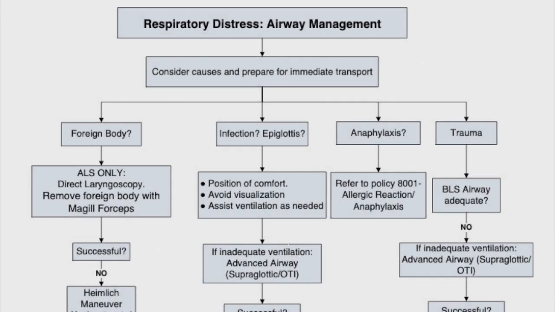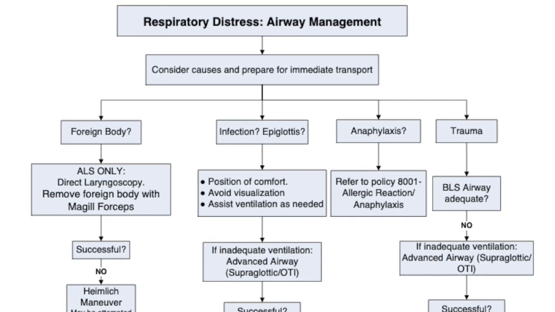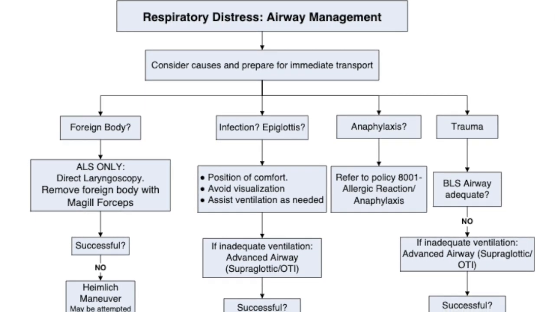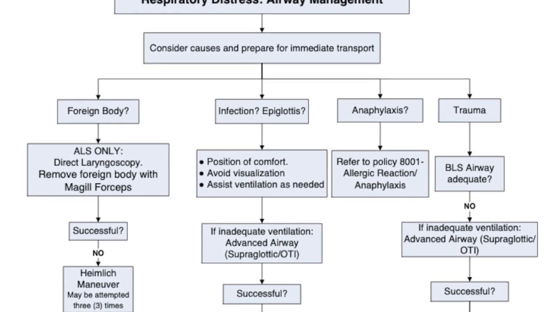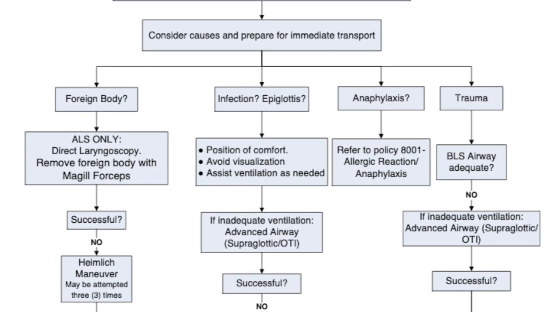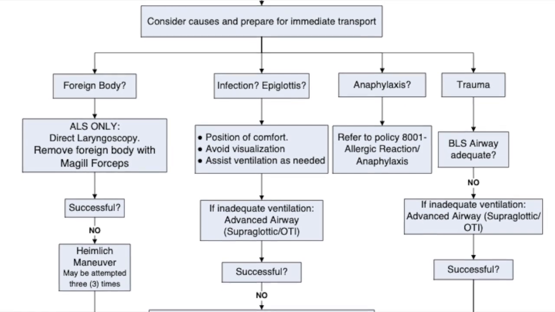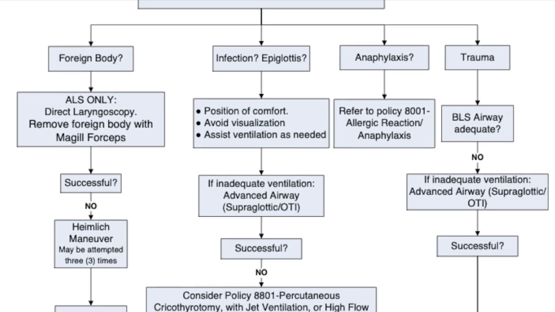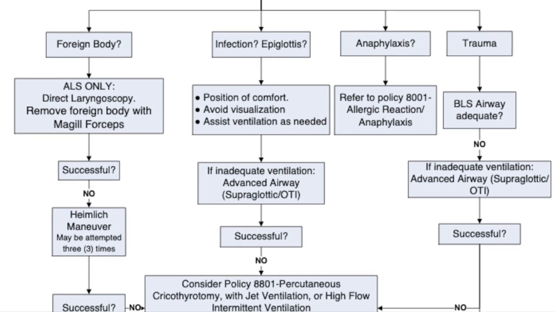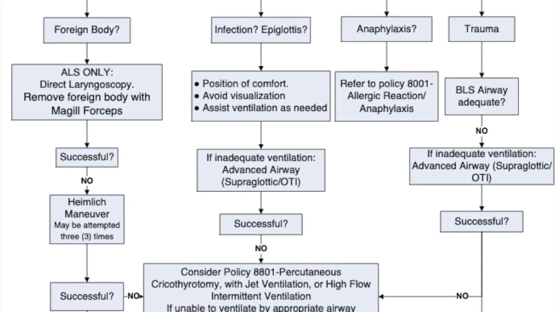The final page of this just has a flow chart for foreign body, epiglottitis, anaphylaxis, and trauma. You can look through this yourself, but basically at the very bottom of this, transtracheal jet is a possibility if you cannot establish any airway, no matter what you've tried to do, including a backup plan.